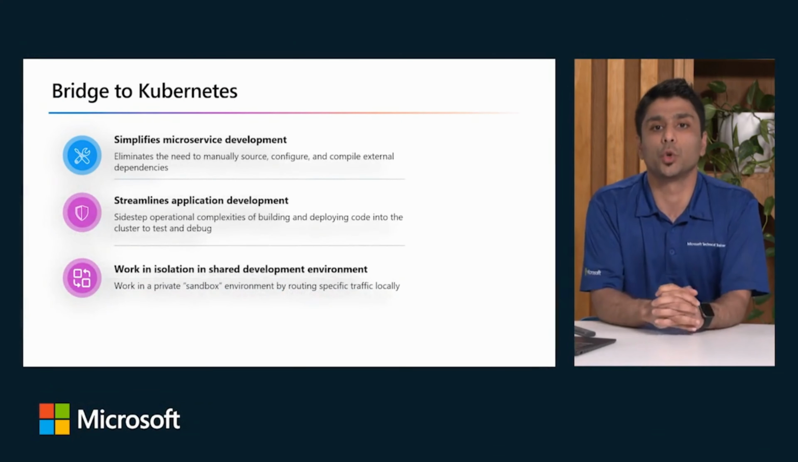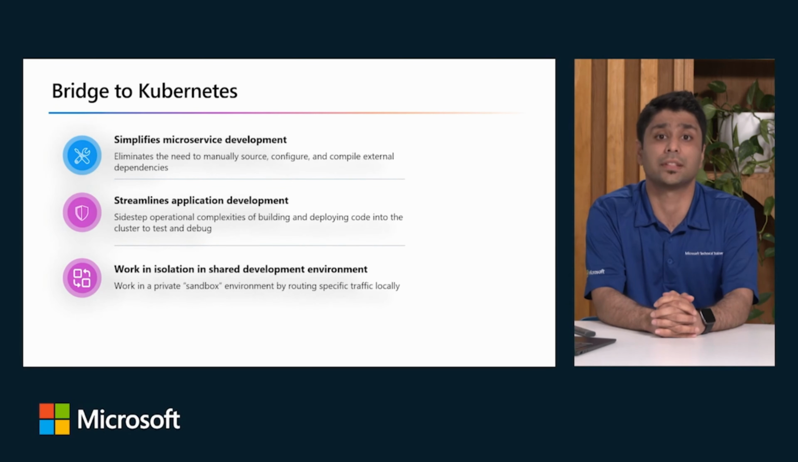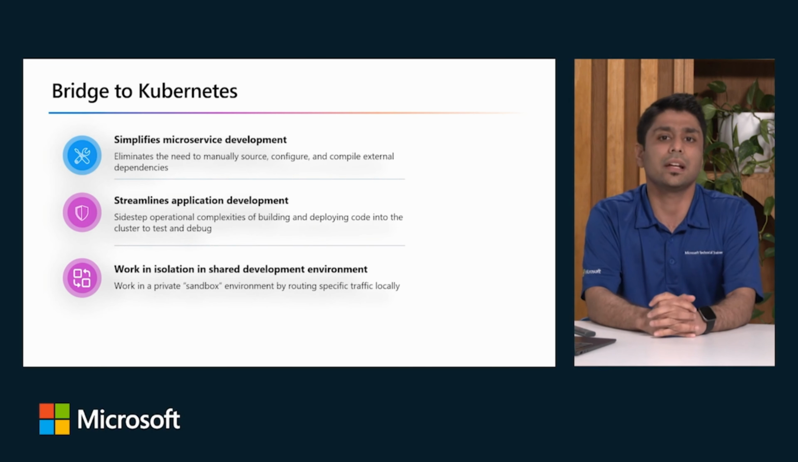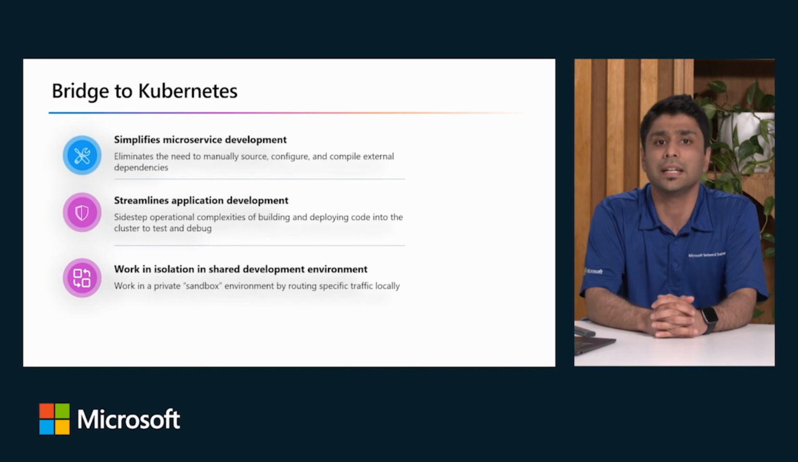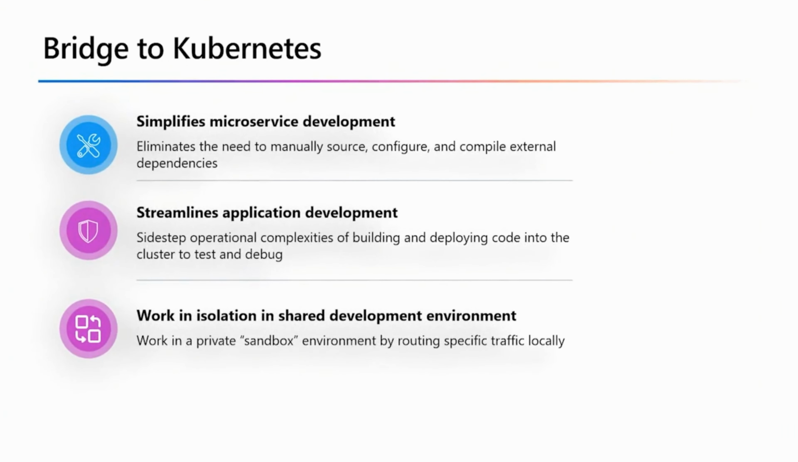Now, how do we bridge to Kubernetes with all that we know so far? We know that with managed Kubernetes, microservice development can be simplified because it helps to eliminate the need to manually source, configure, and compile dependencies. It can reduce operational complexities of building and deploying the code into a cluster. Lastly, it helps developers to work in isolation with a shared development environment. There is no need for each developer to individually configure the control plane. Operational tasks like scaling are now managed at a cluster level. Each team or developer can work in a private sandbox environment in isolation by routing specific traffic locally.